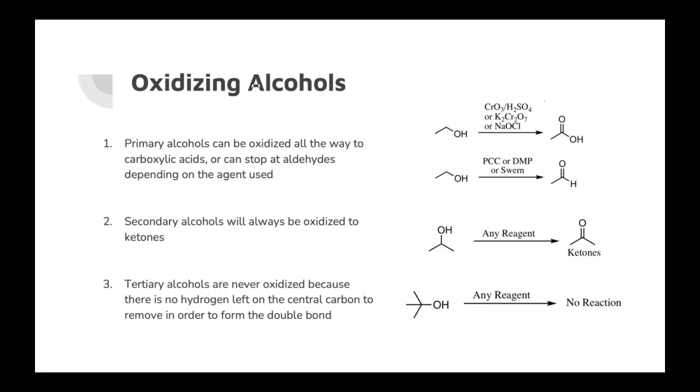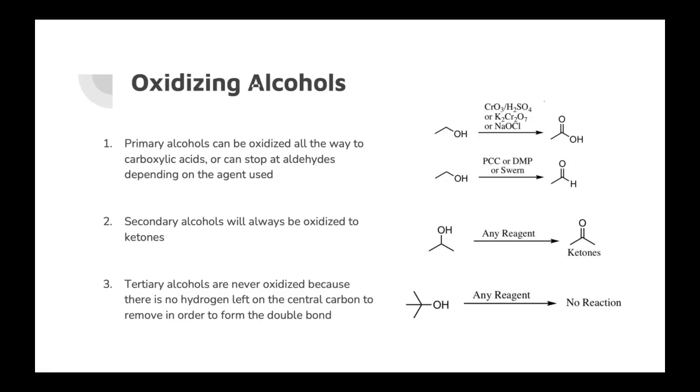We also have some weaker oxidizing agents such as PCC, DMP, or Swern, and those will stop at an aldehyde. A good way to remember it is that the ones that will stop at an aldehyde are either abbreviated or they're named after a person. So PCC, DMP, or Swern. Secondary alcohols will always be oxidized to ketones regardless of what you use. So whether it's one of the big oxidizing agents or little oxidizing agents, it will be the same thing.